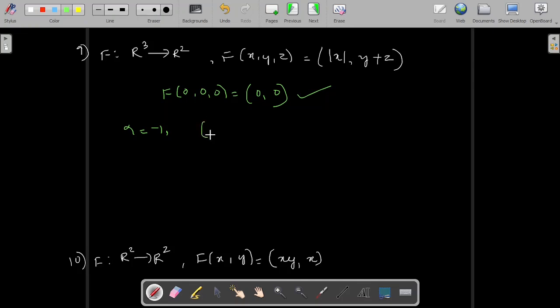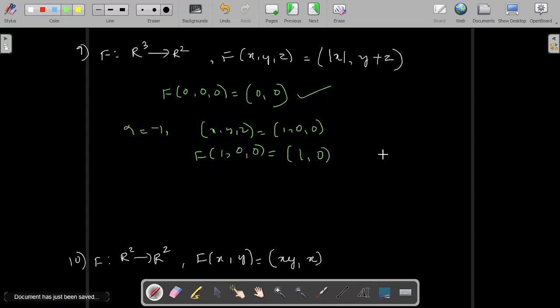You take any (x, y, z) vector as any vector. You can take (1, 0, 0). I will take f of (1, 0, 0). If it is getting satisfied, you have to try with some other vector to give the counter example for not linear transformation. Now f of (1, 0, 0) goes to (1, 0). Okay. Alpha into f of (1, 0, 0) goes to (-1, 0), because alpha is minus 1.